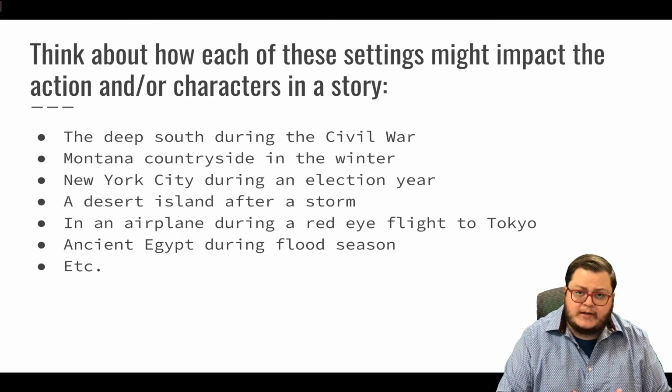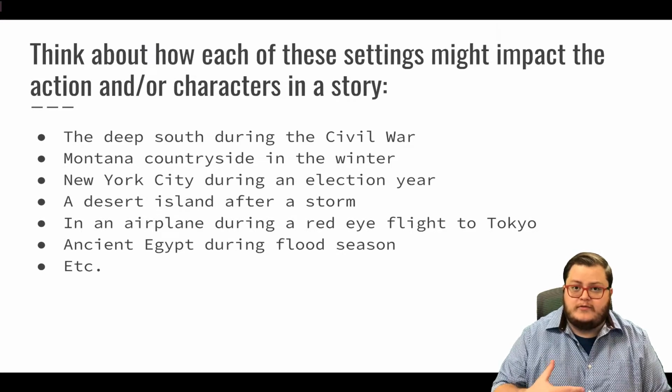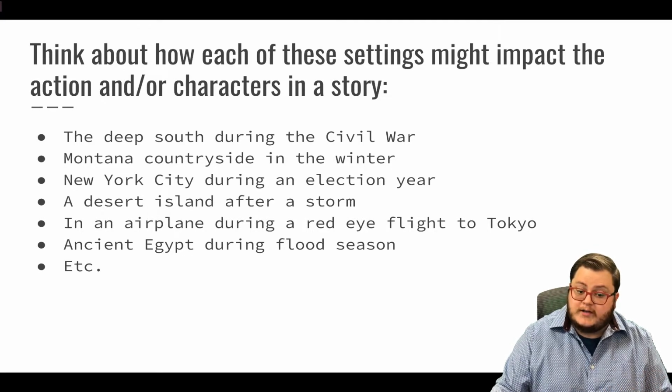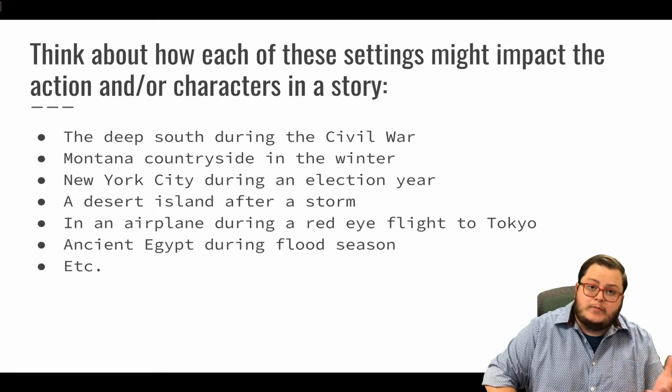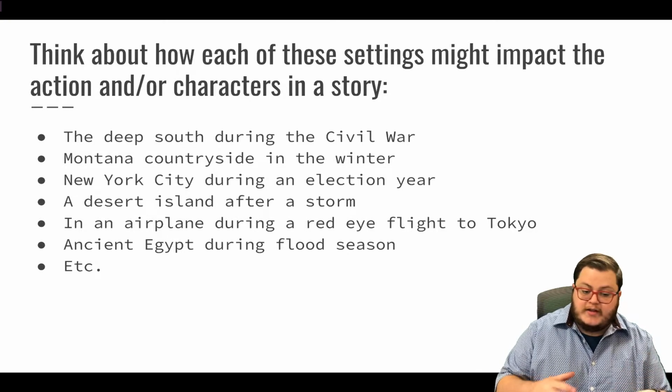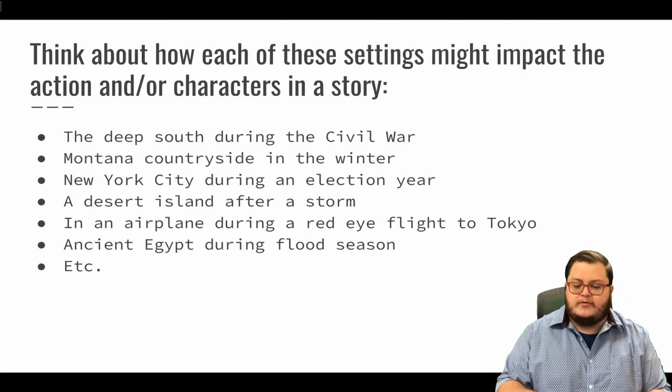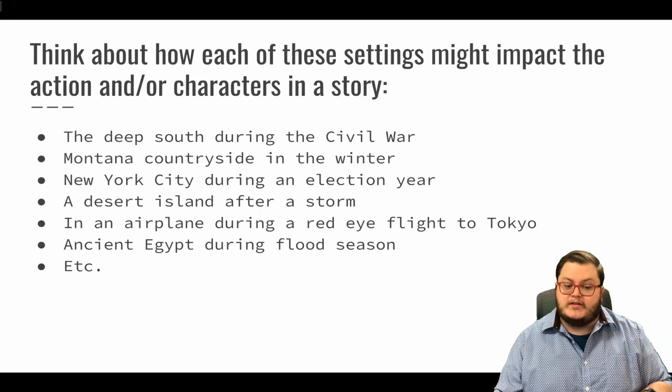New York City during an election year, like this year, if you don't recall, a former mayor of New York City ran, and he eventually dropped out. A desert island after a storm, possibly flooding, you don't know. An airplane trip, that's a red-eye flight to Tokyo, which means that it's at night and it's nonstop. Ancient Egypt during a flooding season, so that's always interesting, that we often think of the four seasons, but in some climates you don't have four, you have two, a wet season and a dry season.